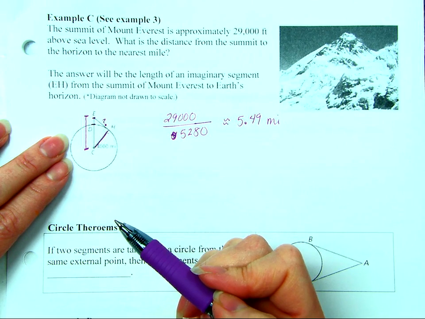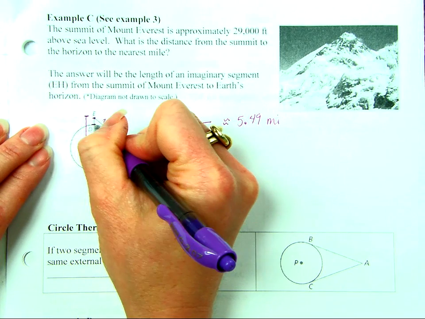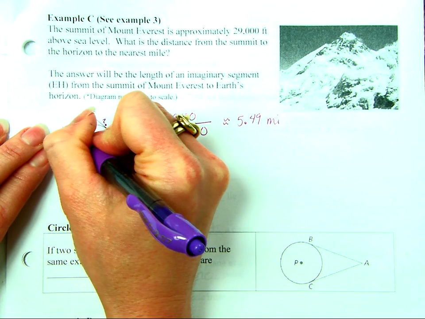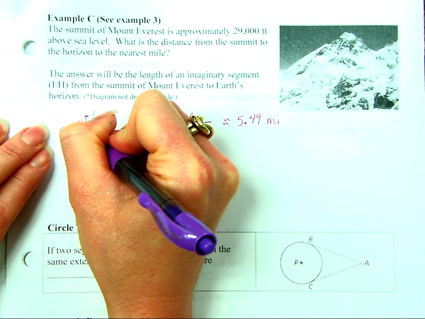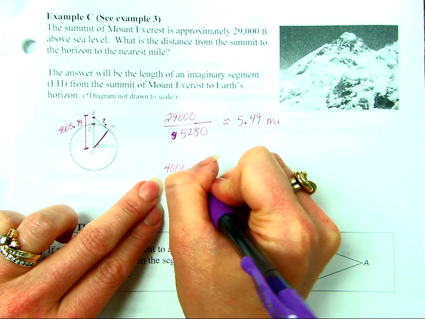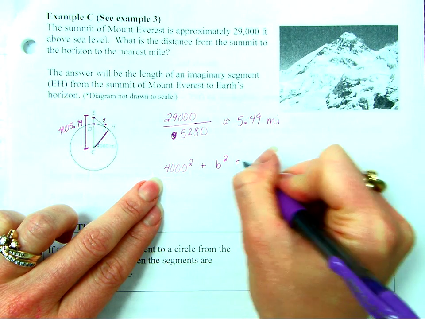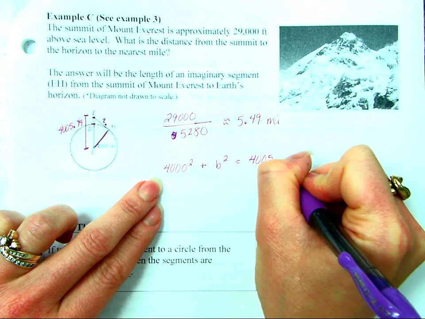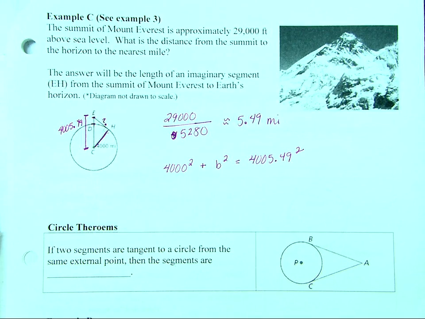What does that mean for our hypotenuse? Well, my radius is 4,000, and so this is going to be 4,005.49 miles for a hypotenuse. Now I can go ahead and set up my Pythagorean theorem, and go ahead and solve.